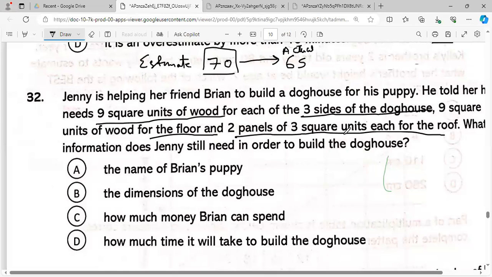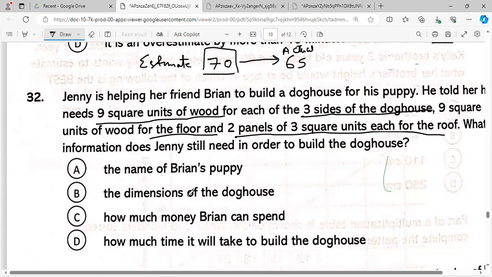Sir, I say C. How much money Brian can spend? But Brian has these things there when he said things. Oh, what he needs. Yeah, needs. You never say he has it. So that says how much money he can spend. It basically says he told her he needs. Didn't say that he has. It says that's the needs. Welcome back, ma'am.